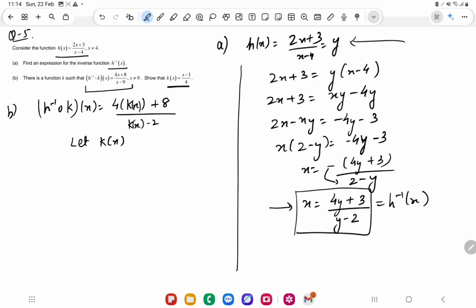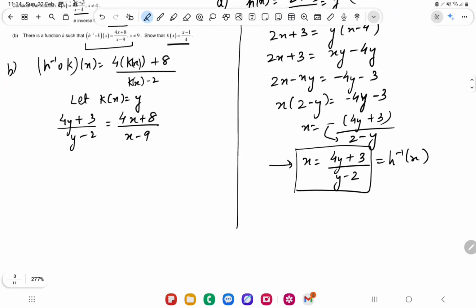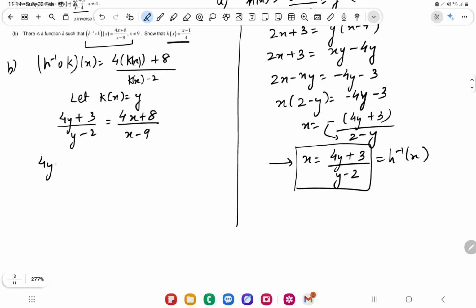Now to write, I can assume it as y. So if I assume it as y, I can write (4y plus 3) upon (y minus 2), which is given to me as (4x plus 8) upon (x minus 9). Now most of the work has already been done, so I just have to simplify this. So I am cross multiplying. So I will get this as the expression, and now I just need to open the brackets.